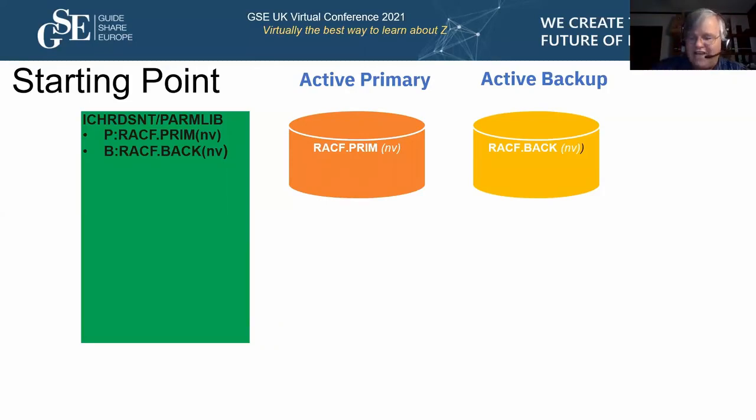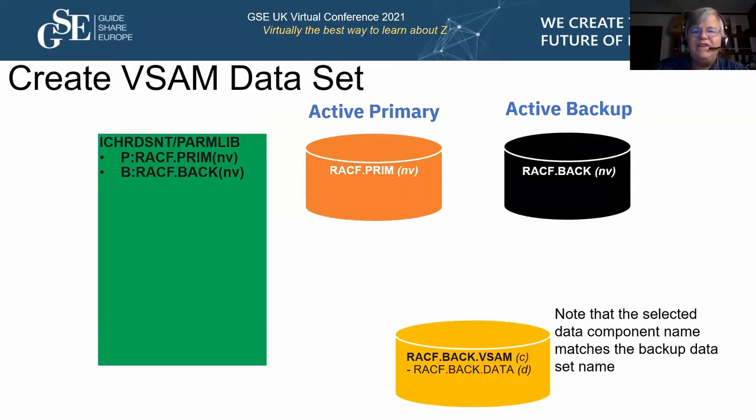RACF.PRIM, RACF.BACK. First thing we do is we create that VSAM data set right down here. One thing I want to point out is that I explicitly created that VSAM data set with a component name that's not the default. The default component name would be RACF.BACK.VSAM.DATA. I've chosen, and I suggest you do the same, to make the data component name RACF.BACK.DATA so it will match the backup name when the rename occurs.